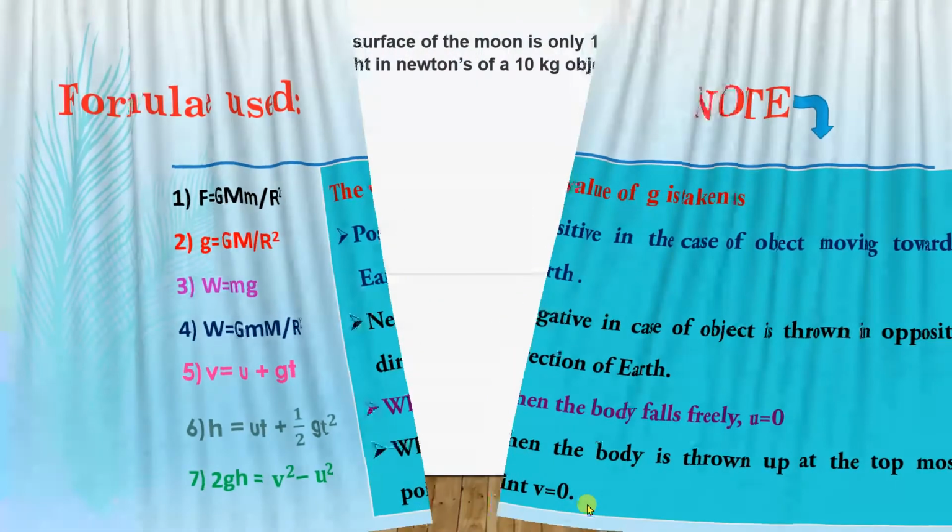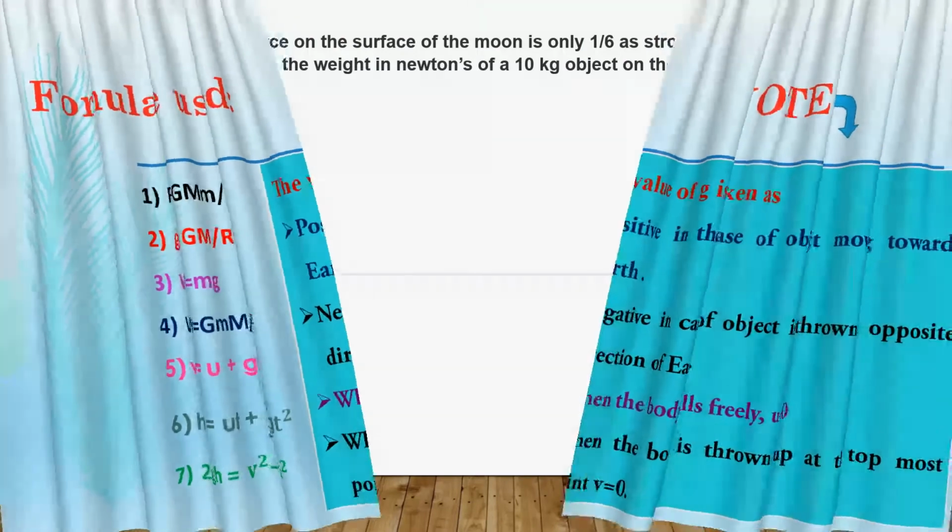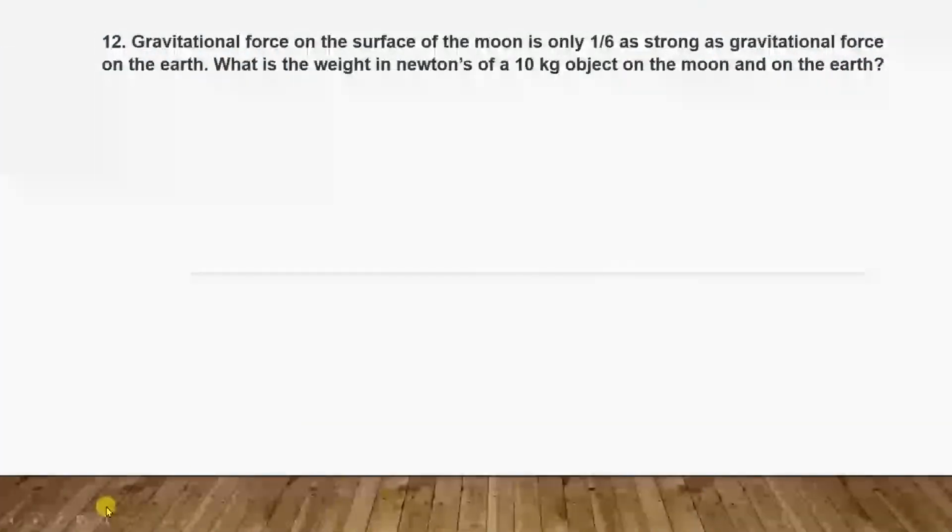So let's solve the numerical problems. Actually, today we are taking the numerical problems that are given in your back exercise. So today we are dealing with the first, that is question number 12 of the back exercise. Here the question is, gravitational force on the surface of the moon is 1/6 as strong as the gravitational force on the earth. We know that the earth's gravitational force is greater than the moon's, and it is 1/6 times as strong. What is the weight in Newton of a 10 kg object on the moon and on the earth?